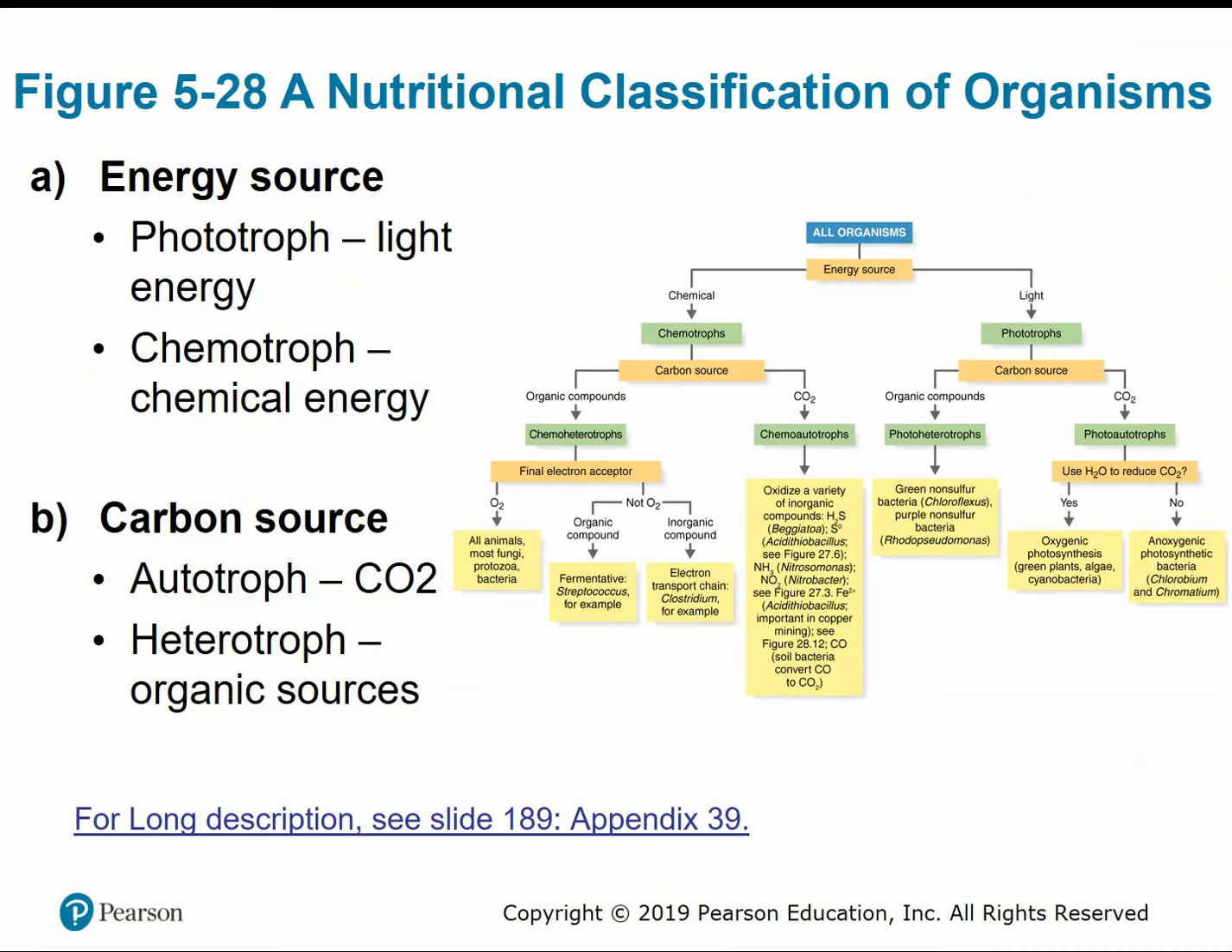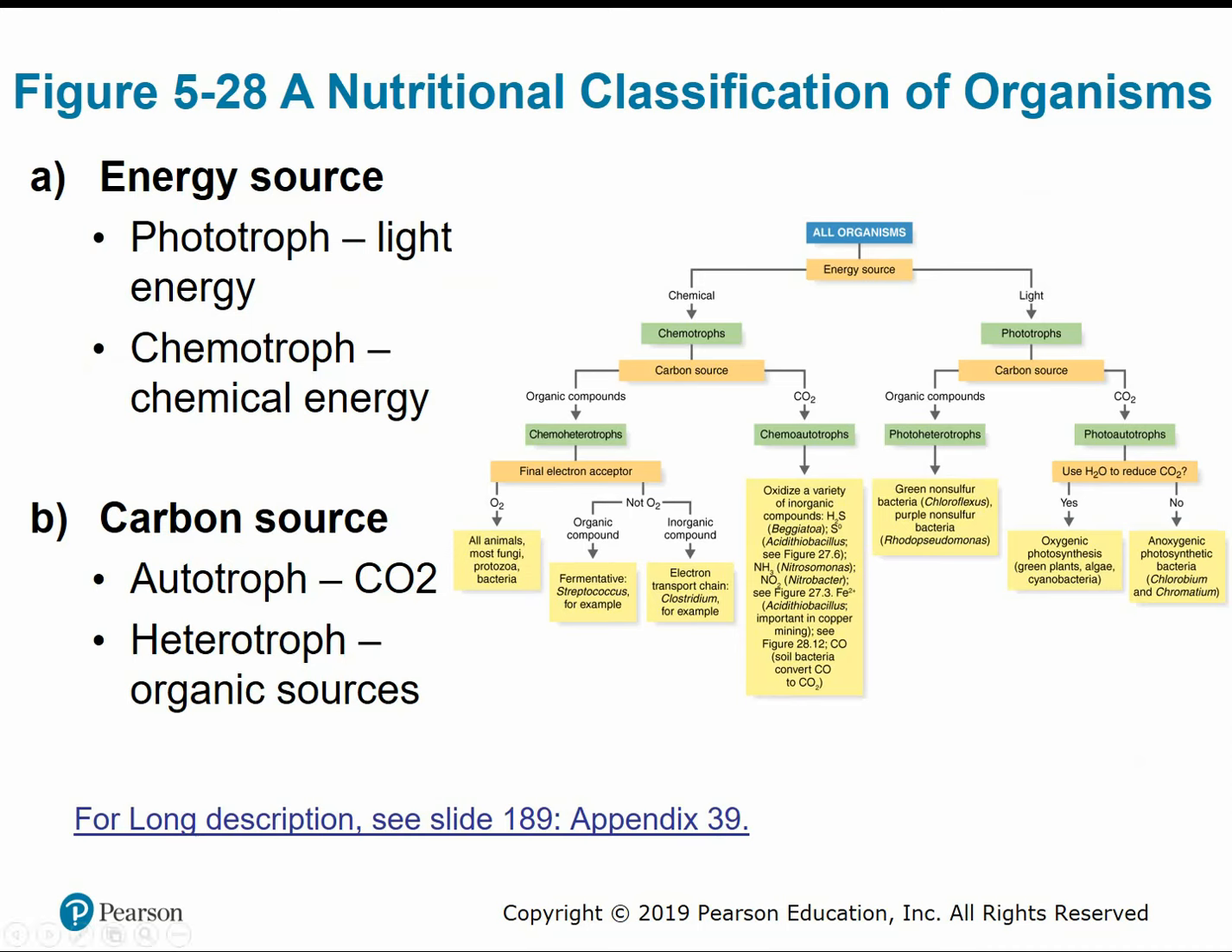One way we can classify organisms is based on a nutritional classification, so based on their primary energy source and their primary source of carbon. So because all living things are made of carbon, right, we're carbon-based life forms. If you ever take an organic chemistry class, it's nothing but carbon-based chemistry. So all living things have to have some source of carbon to form the backbone of their biological molecules.